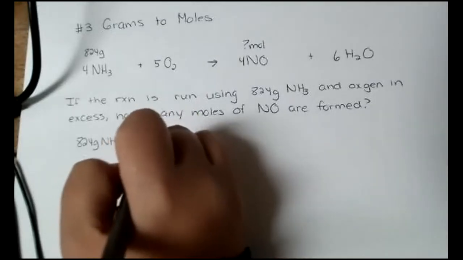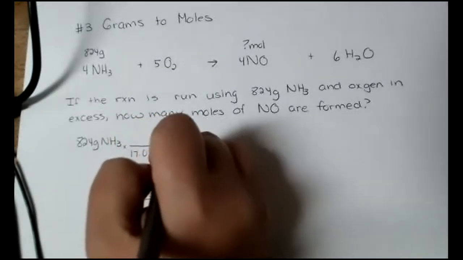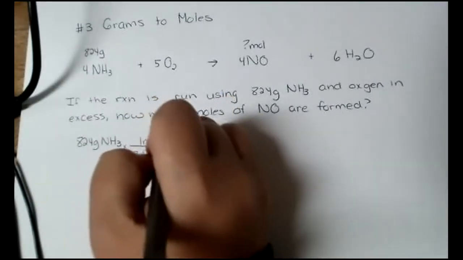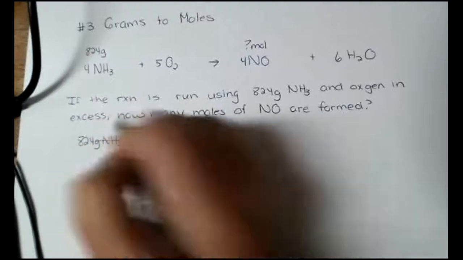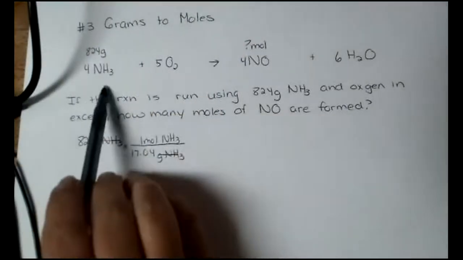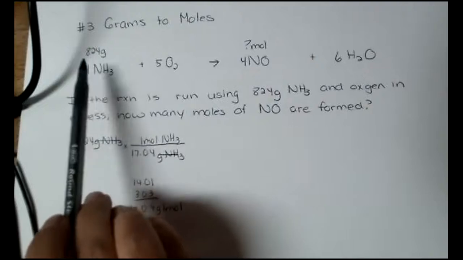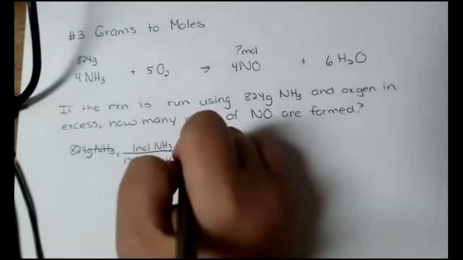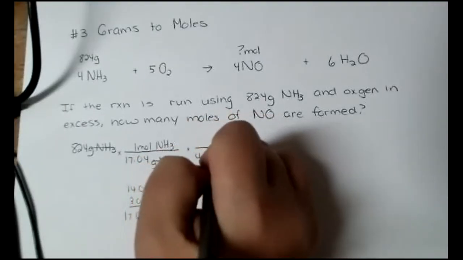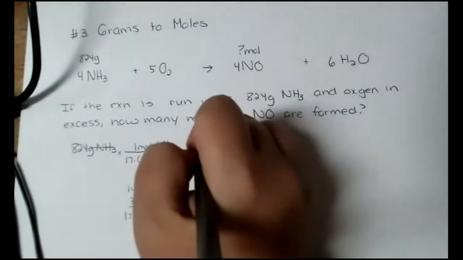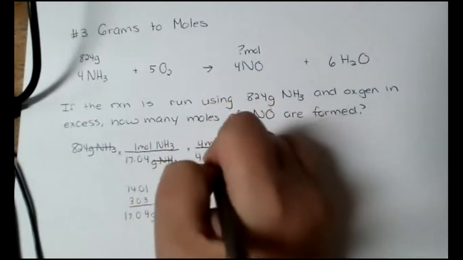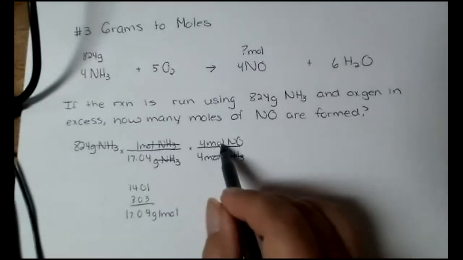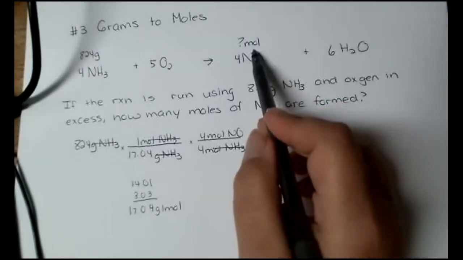And so I'm going to put 17.04 grams of ammonia on the bottom, and that leaves 1 mole of ammonia on top. So now my grams cancel out and I'm left with moles of ammonia. Now I can bridge the gap from ammonia to nitrogen monoxide, and I'm going to do that with my mole to mole ratio. So I have 4 moles of NH3 and 4 moles of NO, and that cancels out ammonia. And I'm left with moles of NO. And look, that's what we're trying to find.